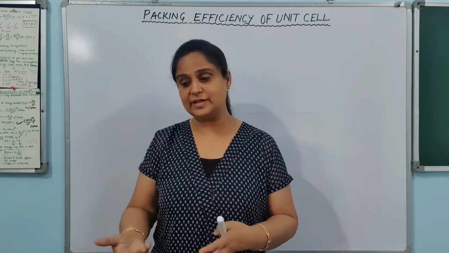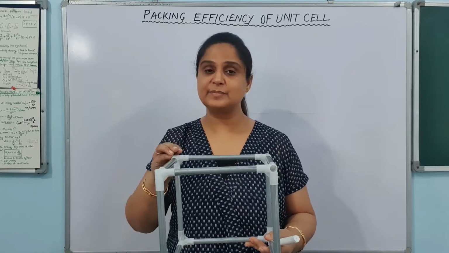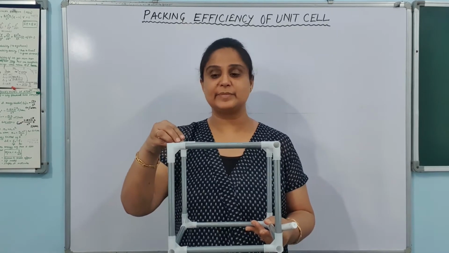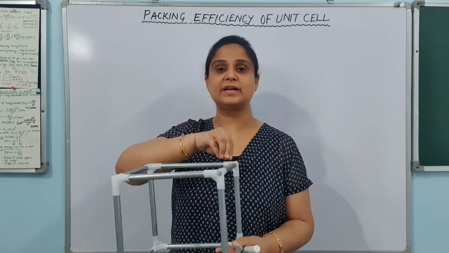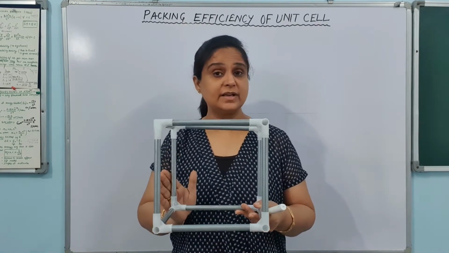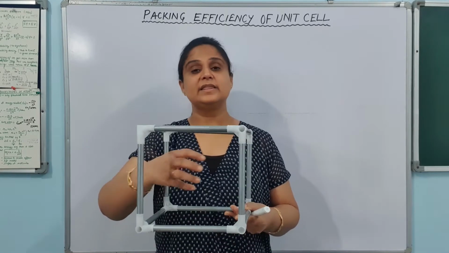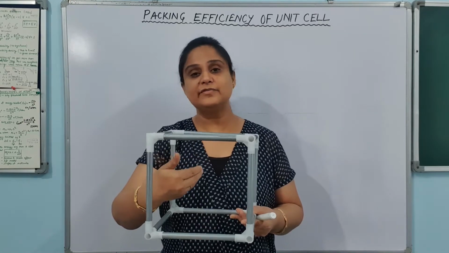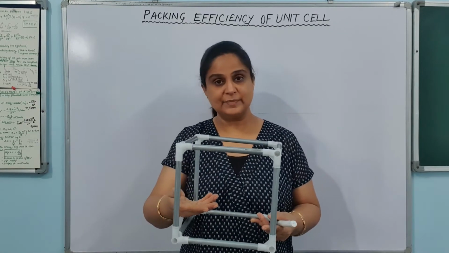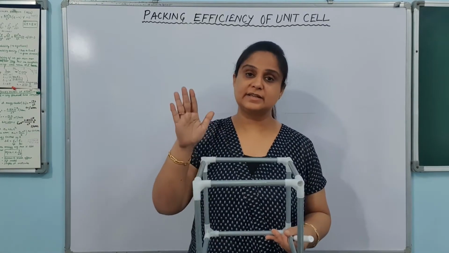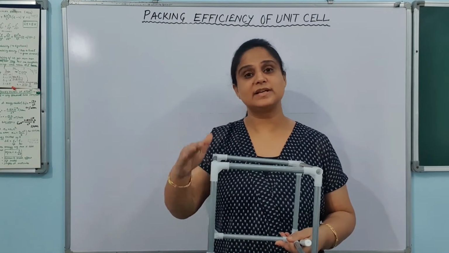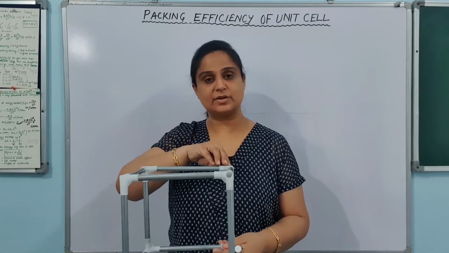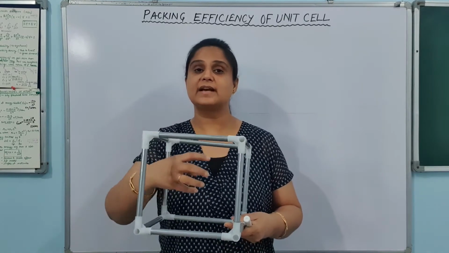Suppose I have a simple cubic cell. Now, if this is a simple cubic cell, then atoms will be at the corners and corners only. If there are atoms on the corners only, there will be space at the center, and if there is space at the center, efficiency will be lesser. Okay. If I take another kind of cell, that is body centered cubic, the atoms are present at the corners as well as at the body center.